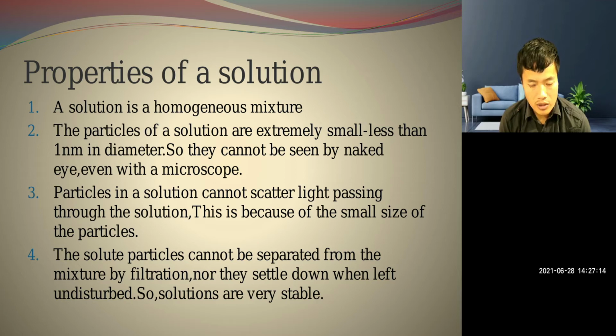When light passes through a solution, suppose for example, let us say a sugar solution, that means sugar dissolving in a liquid, when we pass light through it, the light will not scatter. That is because the particles present in the solution are too small. Four, the solute particles cannot be separated from the mixture by filtration, nor do they settle down when left undisturbed.